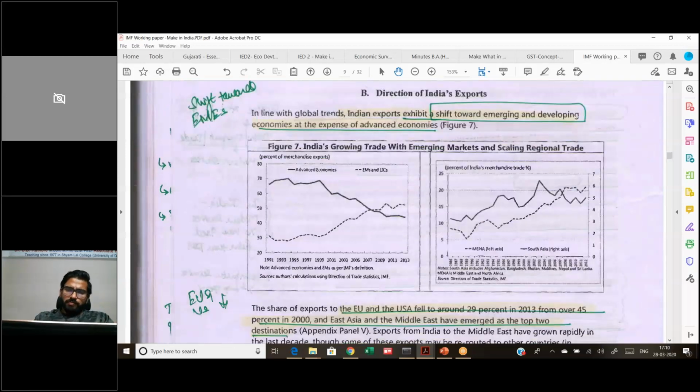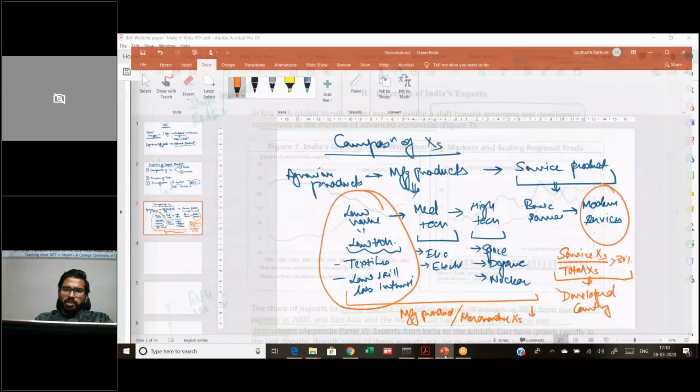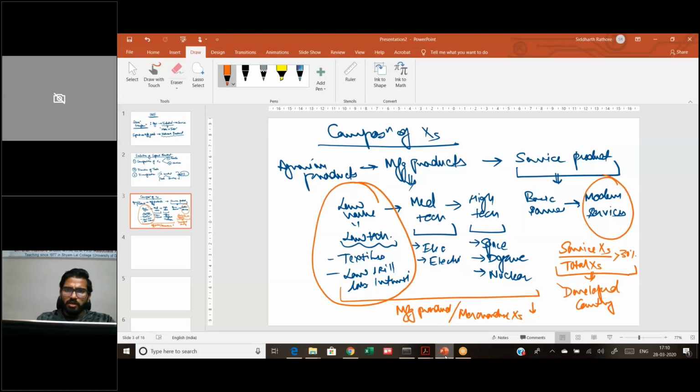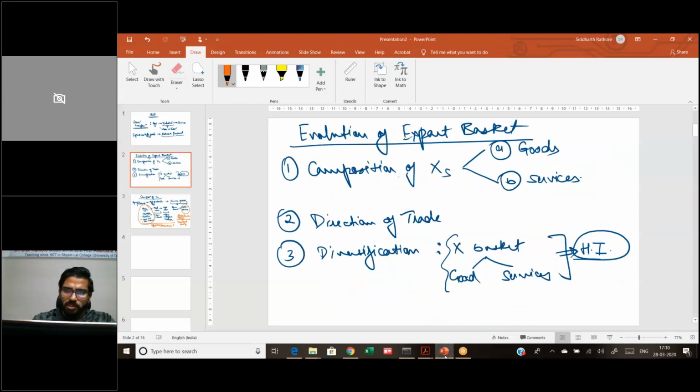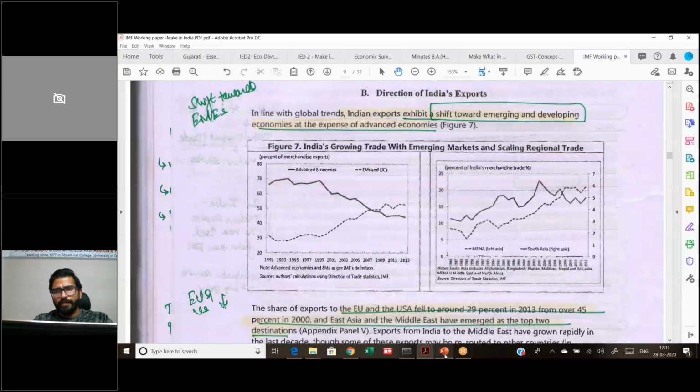So our discussion, as I was telling you, is on the composition of exports. So our composition of exports part is done. Now we are going to talk about the direction of trade in India. If you talk about the direction of trade, I've mentioned in the previous class that we are perhaps shifting towards emerging and developing economies at the expense of advanced economies. So as you can see in this diagram, you can see the share of advanced economies decreasing and the share of EMEs and low income countries increasing.